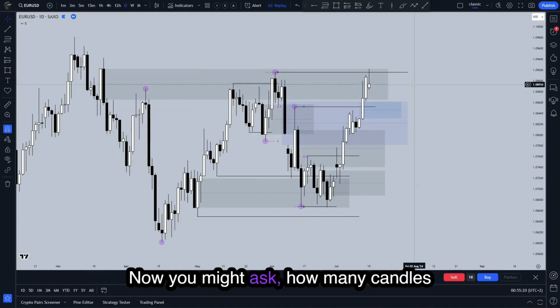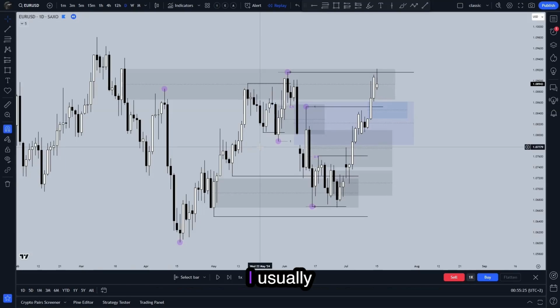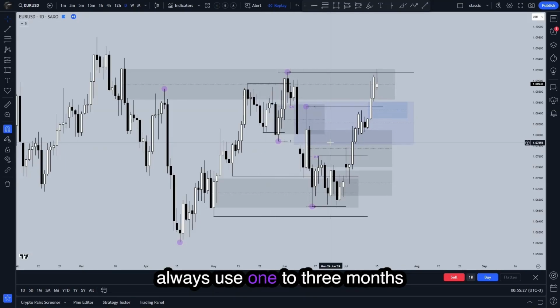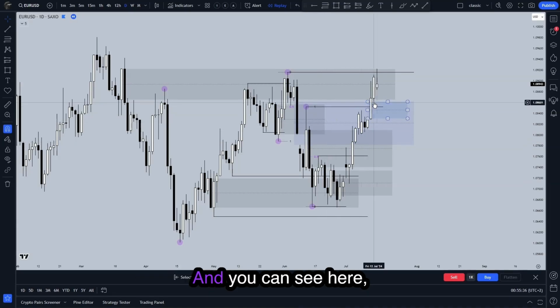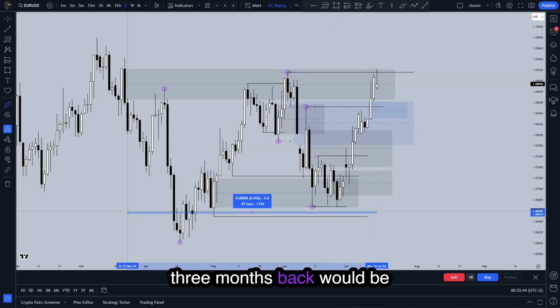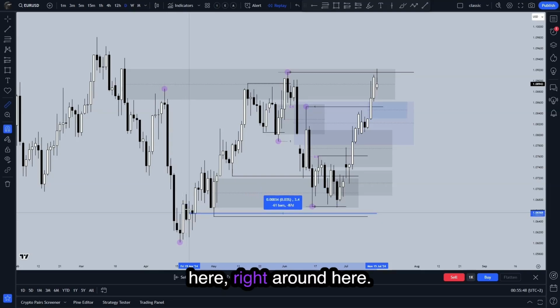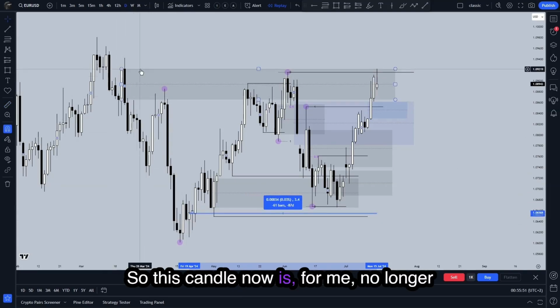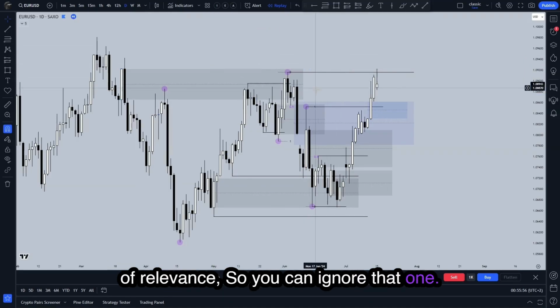Now you might ask, how many candles in the past do you consider as important? I usually always use 1 to 3 months of the last price action. So I never use candles that are older than 3 months on the daily. And you can see here, 3 months back would be around here, right? So this candle now is, for me, no longer of relevance. So you can ignore that one.